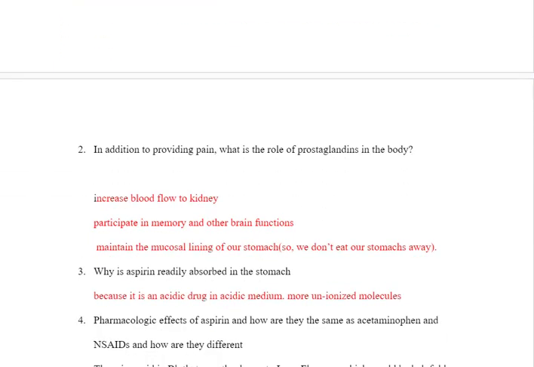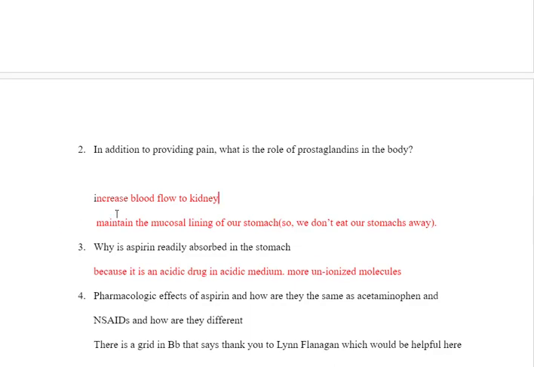So people wanted to keep telling me pain. I get it, pain. But all that stuff about sensitizing nerve endings, that's all related to pain. What are the good things that they do? Mucus in your stomach and increased blood flow to the kidney. Those are the good things the prostaglandins do. So that's interesting. I didn't know it participated in memory and other functions, which is good for me. I like to hear that. But we don't need to know that.